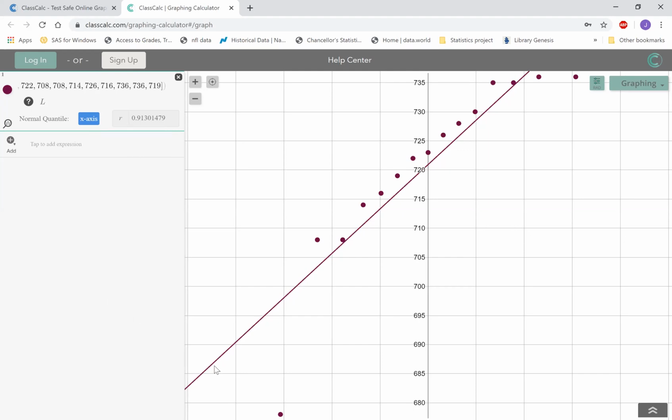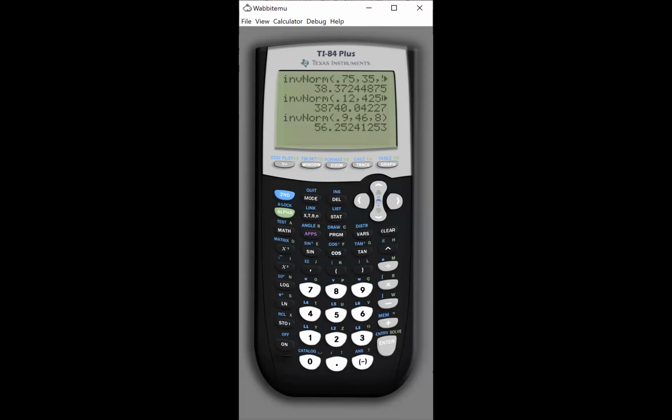Okay, if you do have a TI-83 or 84, there is a way to do it on the TI-83/84. So let me get the TI-83 out and share it right now. First thing you want to do is go where it says stats, go to edit, and enter all of the numbers.